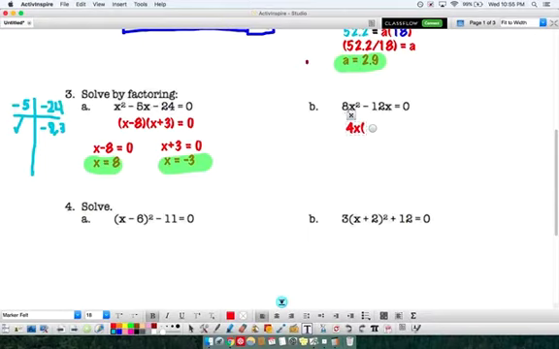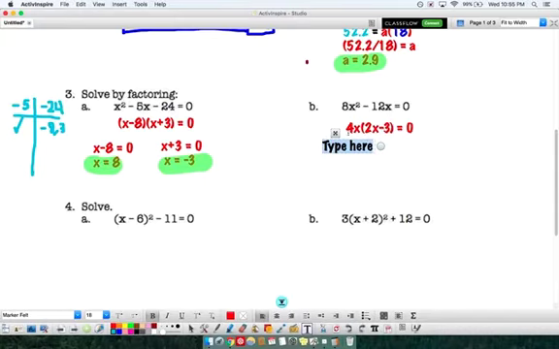4x times what gives me 8x squared? 2x. 4x times what gives me a negative 12x? Negative 3. That's equal to 0. Boom. It's factored, but we need to solve.